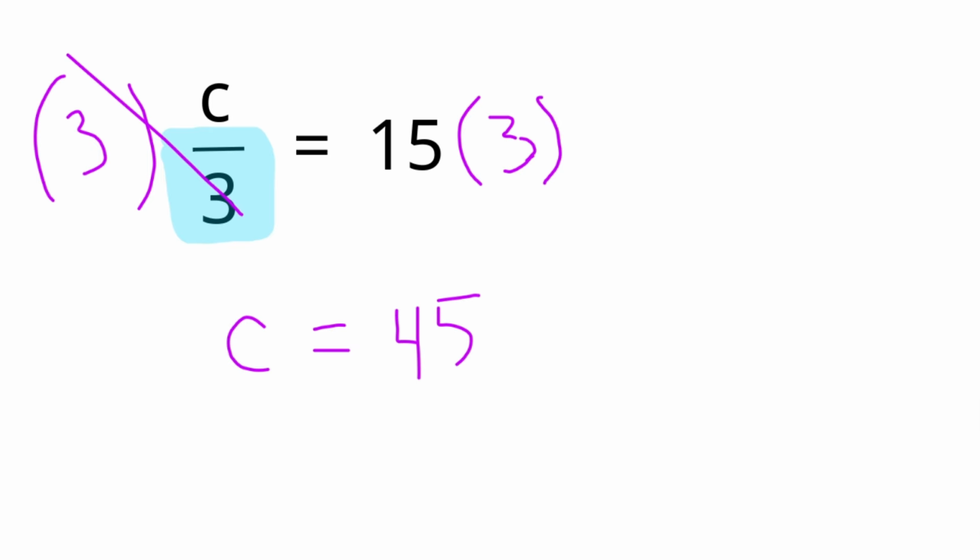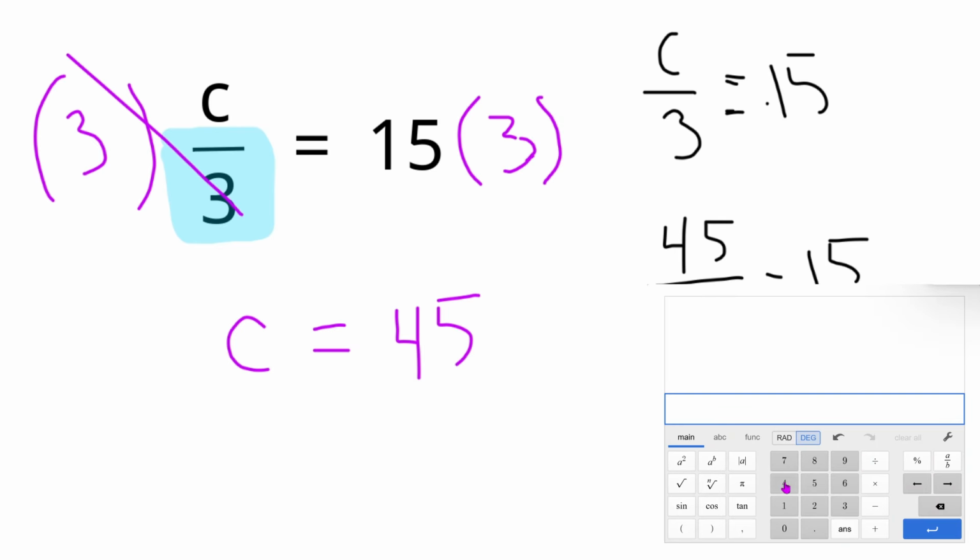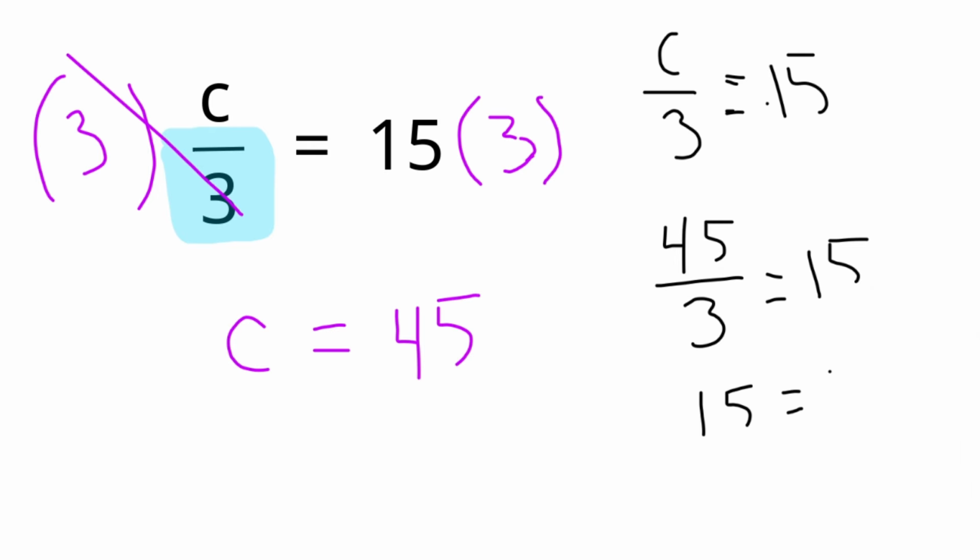Now let's perform a three-step check. First step is to rewrite your original equation. C divided by 3 equals 15. Next step is to plug in what C is. C is 45. So 45 divided by 3 equals 15. Step 3, confirm that 45 divided by 3 is in fact 15. 15 equals 15. It checks out.